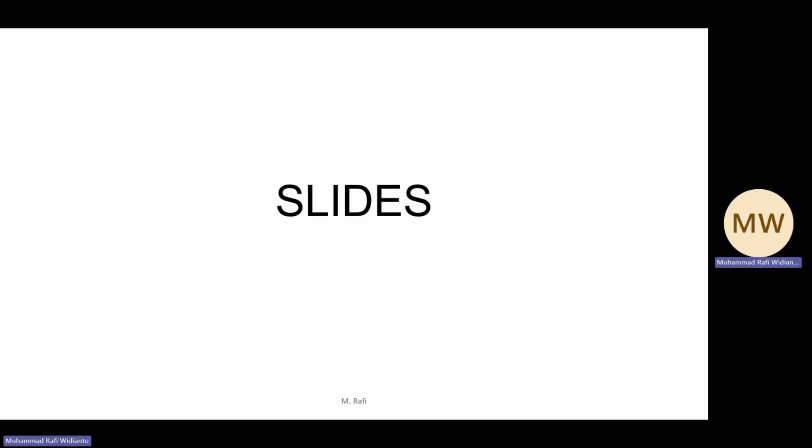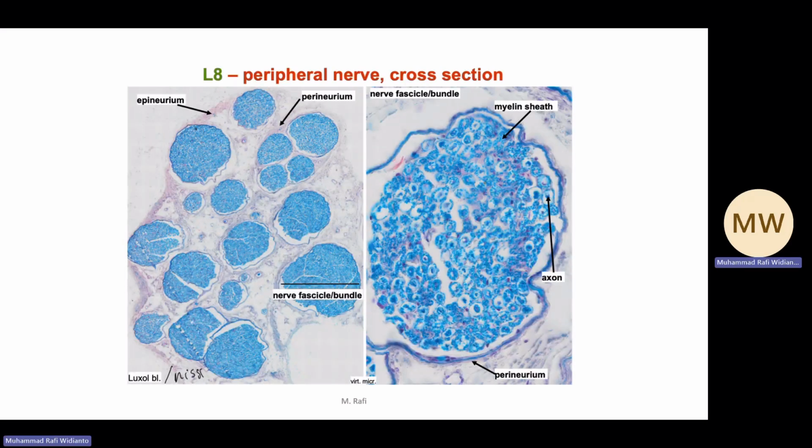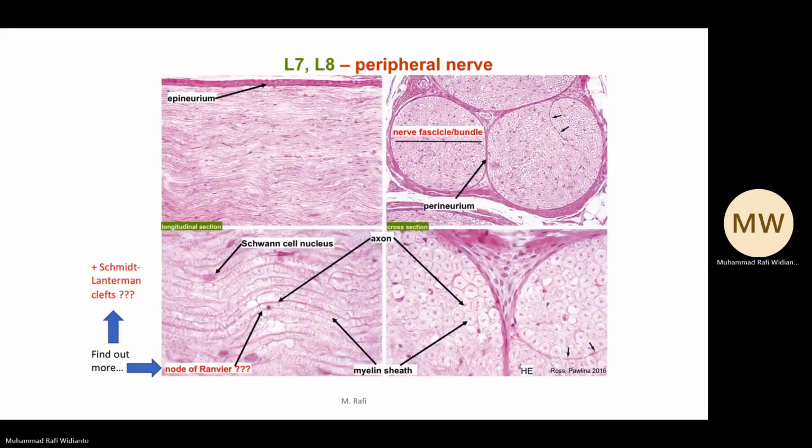Now let's look at the slides of the peripheral nerve. So here we have a cross section. Like I mentioned before, some histological staining can remove the myelin due to the lipid nature of myelin. But here in Luxol Blue, we can clearly see that myelin is visible due to the staining method or the procedure. And over here in the slide, you can see there are many layers like the epineurium, the perineurium, and you can also see the nerve fascicle and bundle.